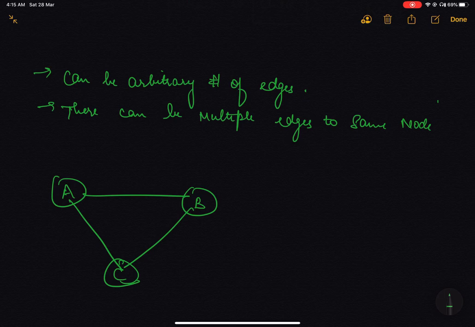Similarly, there can be an edge from the node to itself. This is known as a self loop. Also, there can be multiple edges between two nodes. Such a graph in which there can be multiple edges between a pair of nodes is also known as a multigraph.